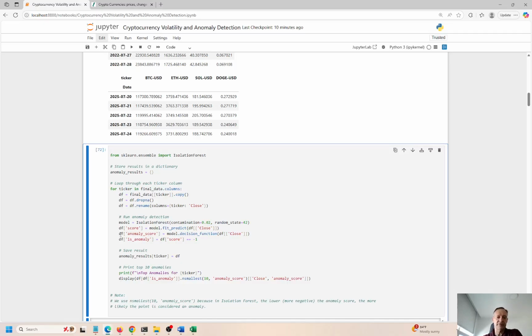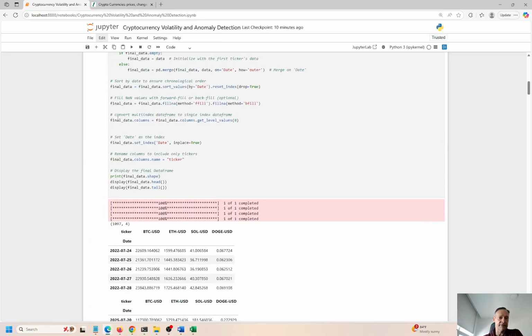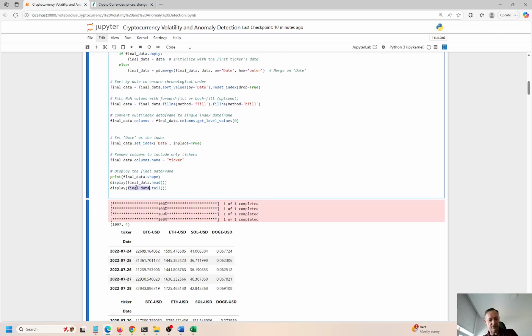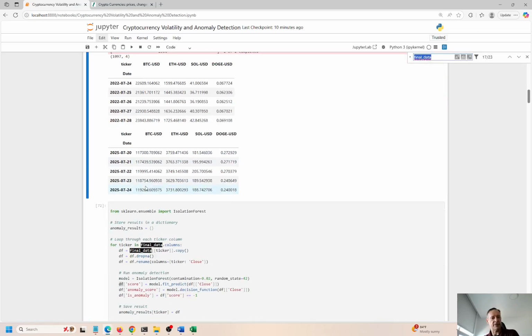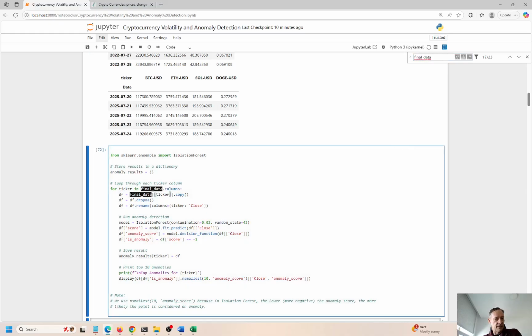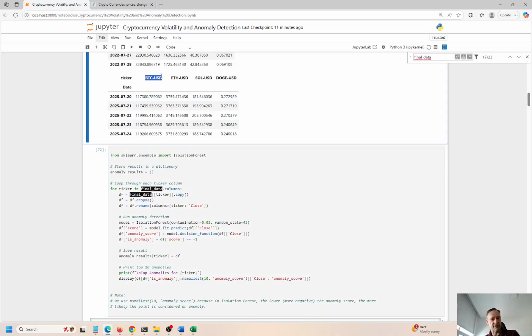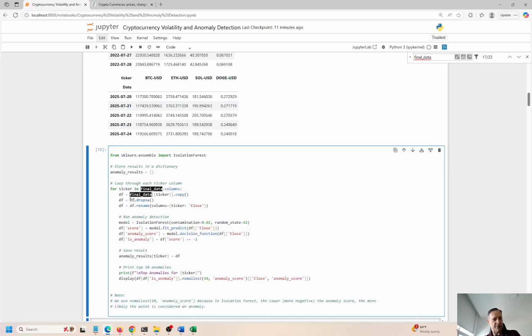So basically, we're taking everything from the data frame. This comes from over here, final data. If I go Control F, Control V, over here you can see final data comes from here. So we're going for ticker in final data columns. This is column 1, column 2, column 3, column 4. We are copying all that information into a data frame and then taking the data frame and assigning a score based on the closing price. Is this going to be an anomaly? So this is the decision function from the isolation forest algorithm.